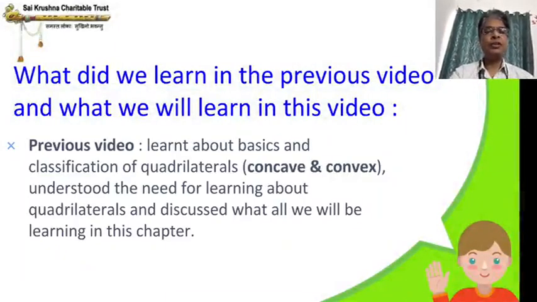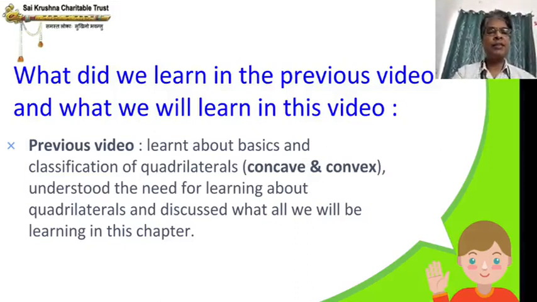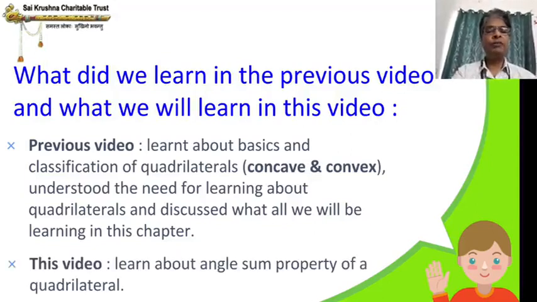In the last video, we learnt about the basics and classification of quadrilaterals. We saw two kinds, concave and convex, and also discussed that in this chapter we are going to discuss only convex quadrilaterals. I also referred to triangles, because we will be repeatedly using triangle concepts. In this video, we will learn about the angle sum property of a quadrilateral.